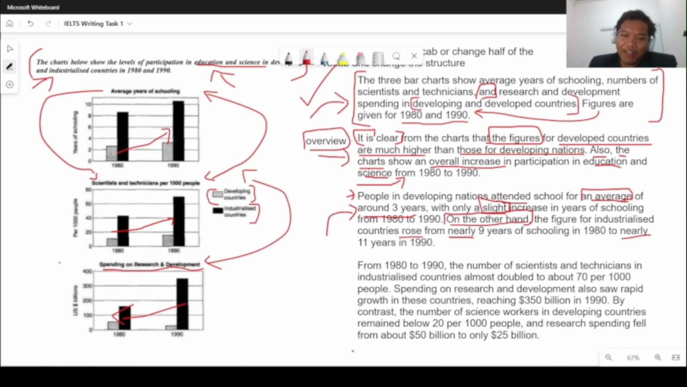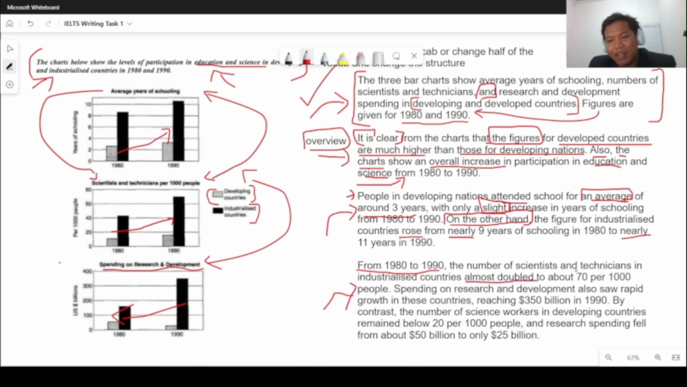Now let's take a look at the second set of data from 1980 to 1990, and you can see here immediately the paragraph started differently from the other three, right? "The number of scientists and technicians in industrialized countries almost doubled," good expression, "to about 70 per 1,000 people."